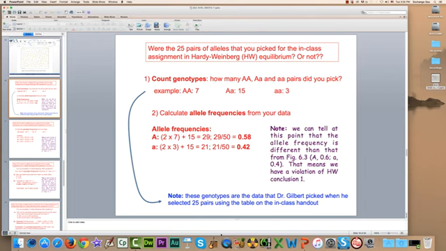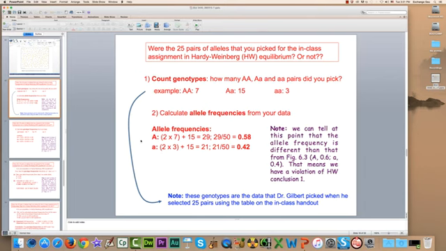So you'll see here that I have 2 times 7 homozygous dominant individuals plus 15. That is, I have 2 times 7 big A dominant alleles from my homozygous dominant individuals, and 15 dominant alleles from my heterozygous, giving me a sum of 29 alleles that are big A. My population had 25 individuals, so that meant I had 50 total alleles.